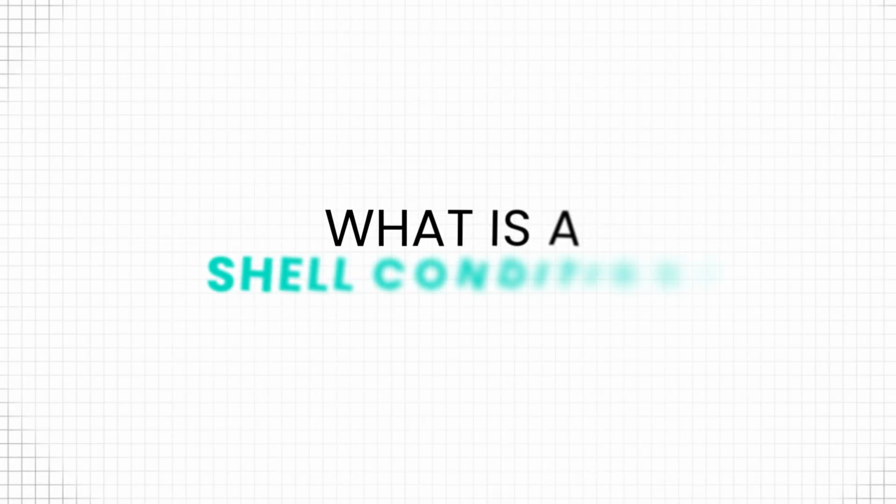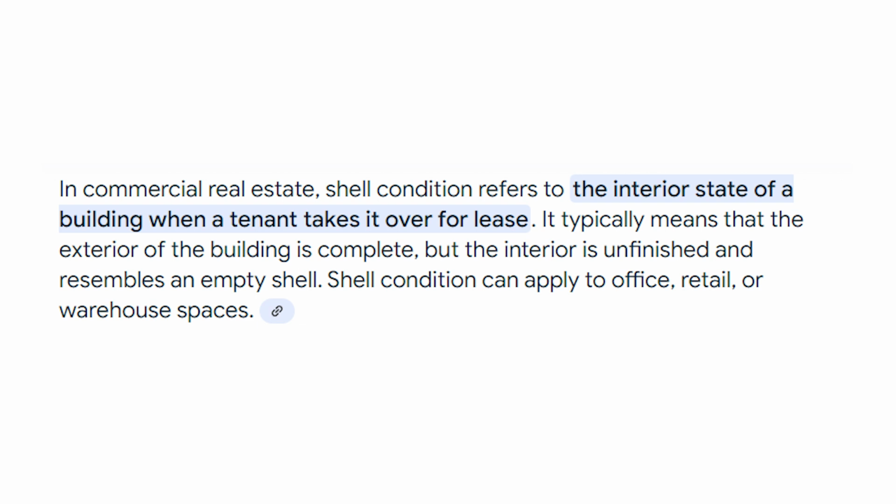So what is a shell condition? Let's take a look at how Google defines it. So Google states, in a commercial real estate, shell condition refers to the interior state of a building when a tenant takes it over for lease. It typically means that the exterior of the building is complete, but the interior is unfinished and resembles an empty shell. Shell condition can apply to office, retail, or warehouse spaces. So that is the definition of a shell condition interior building.